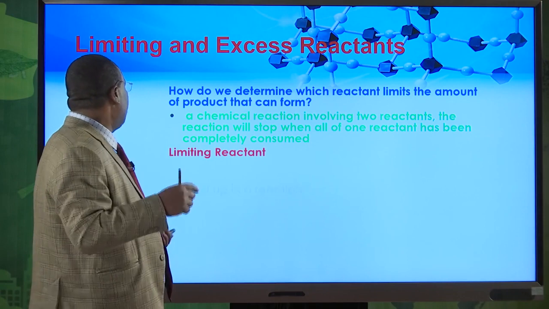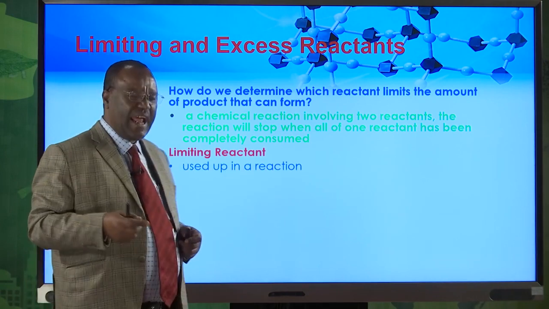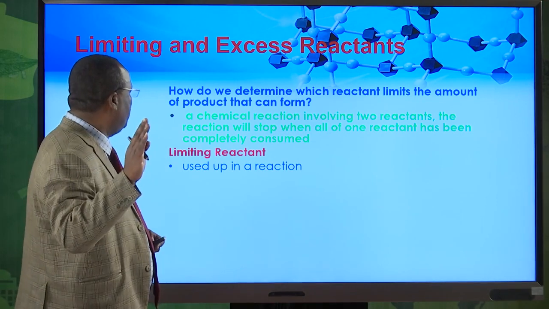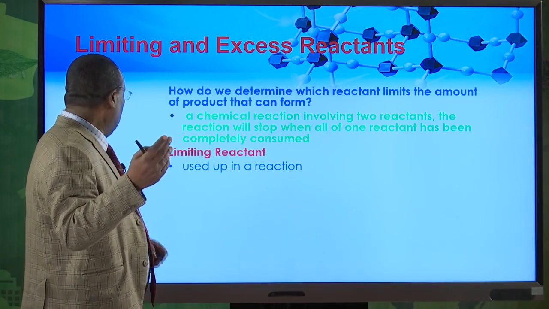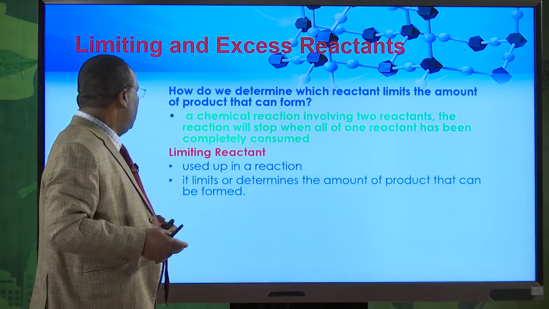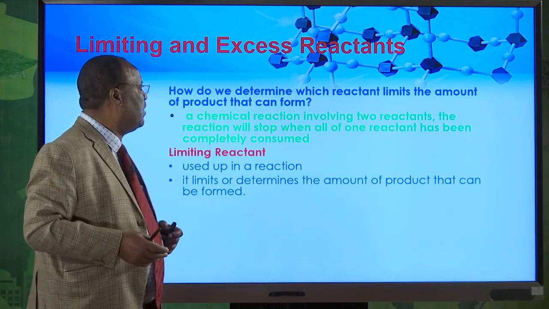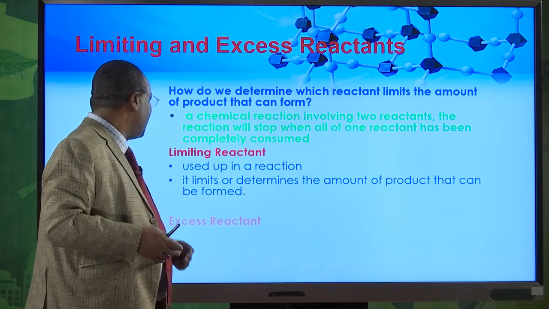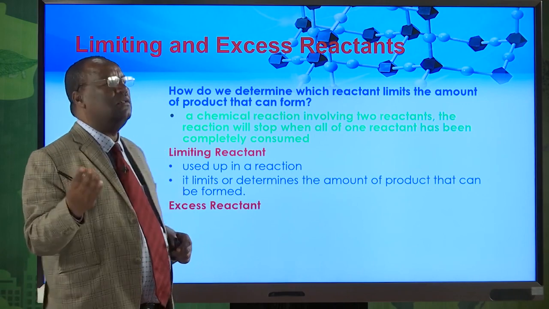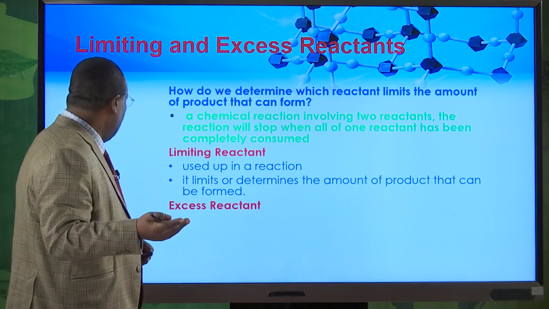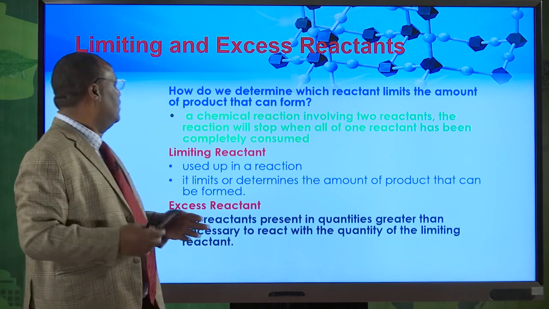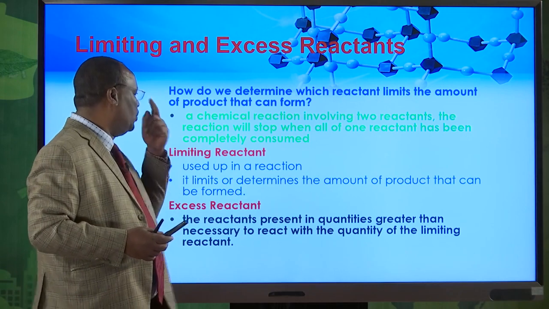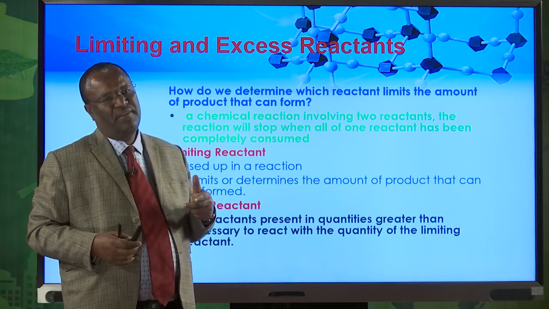So what is the limiting reactant? The reactant which is completely used up in a reaction is what you call the limiting reactant. It limits or determines the amount of products that can be formed. What about the excess reactant? It is a reactant present in quantities greater than necessary to react with the quantity of the limiting reactant.